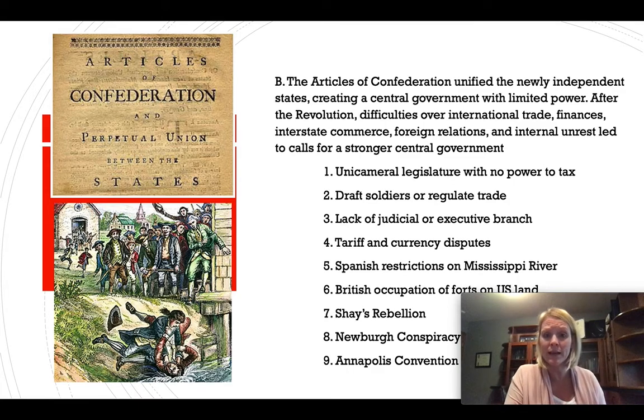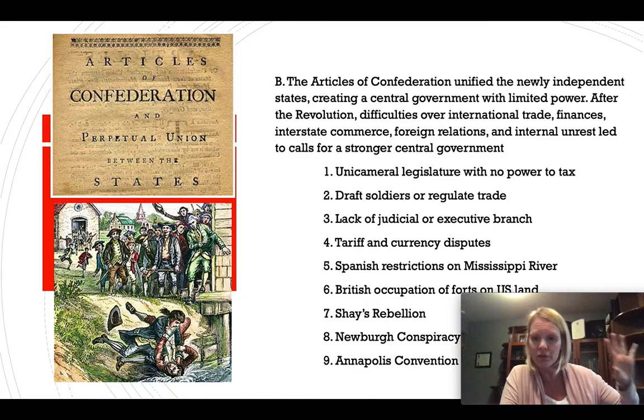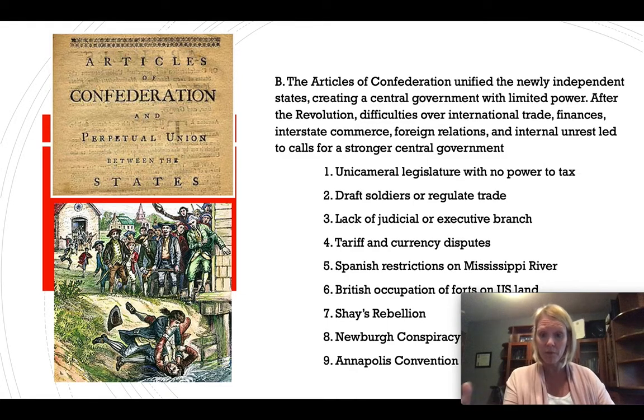Now, keep in mind, this was not after the war. The Articles of Confederation were drafted long before the Treaty of Paris of 1783 ever happened, because we needed to have a legitimate government in order to sign that treaty. And so that's what the Articles of Confederation did. It unified these newly independent states. The Articles of Confederation was in 1777.